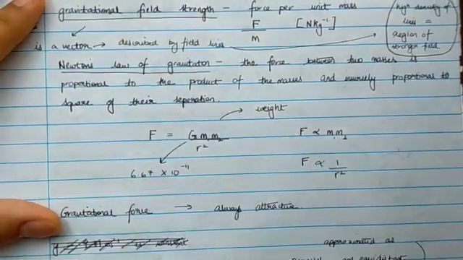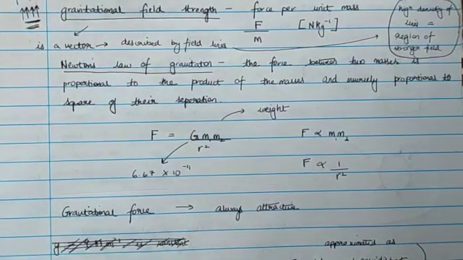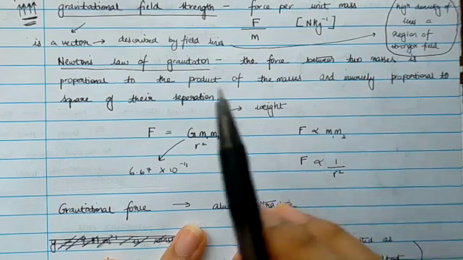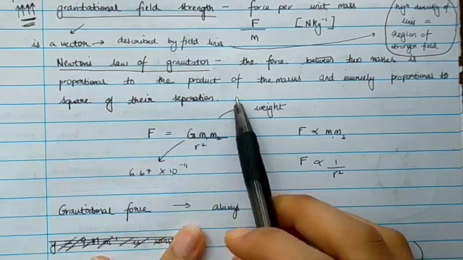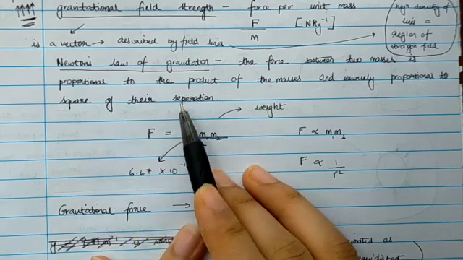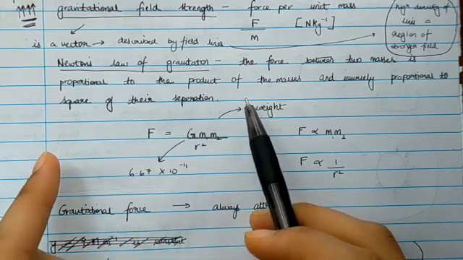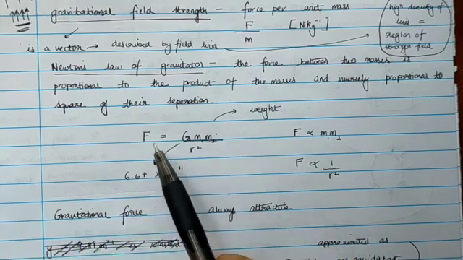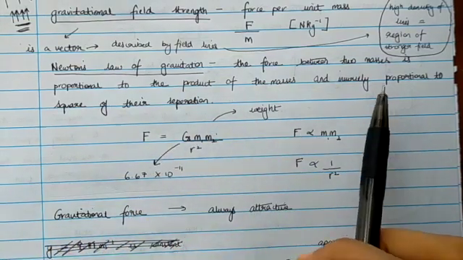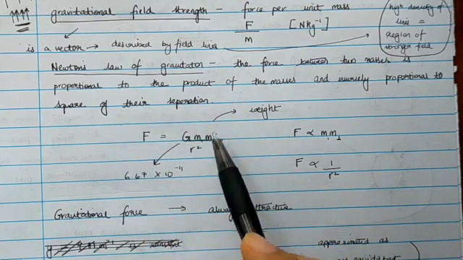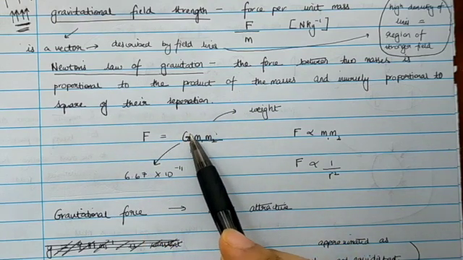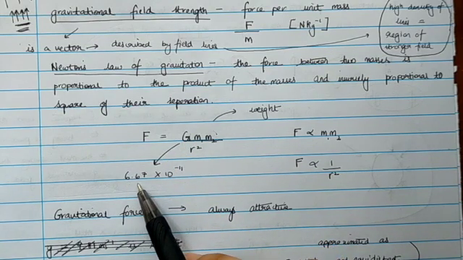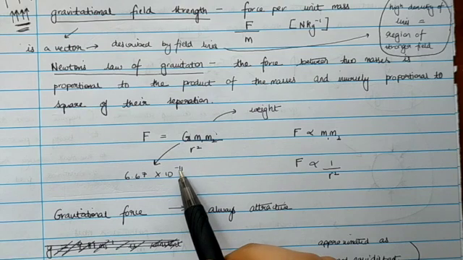Now Newton had come up with a law of gravitation, and that is defined as the force between two masses is proportional to the product of the masses and inversely proportional to the square of their separation. All this law is basically saying is putting into words what this equation tells us. So G here is a constant. It is called the gravitational constant, and it's defined as 6.67 times 10 to the minus 11.